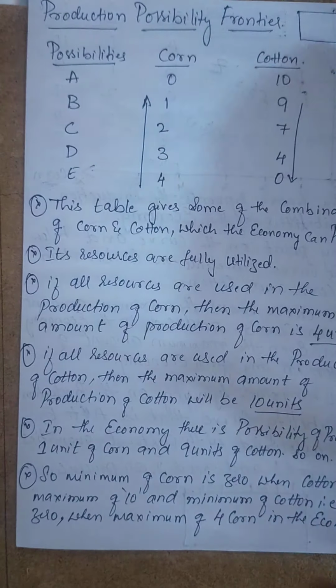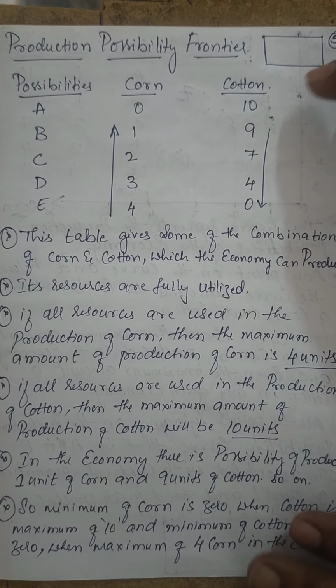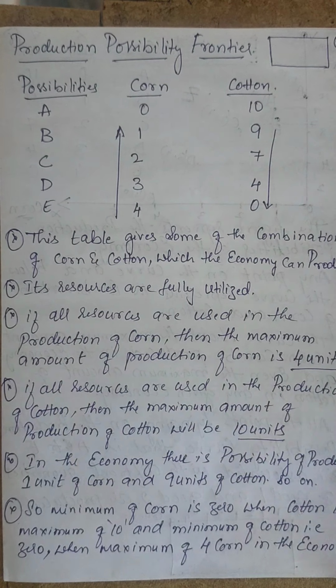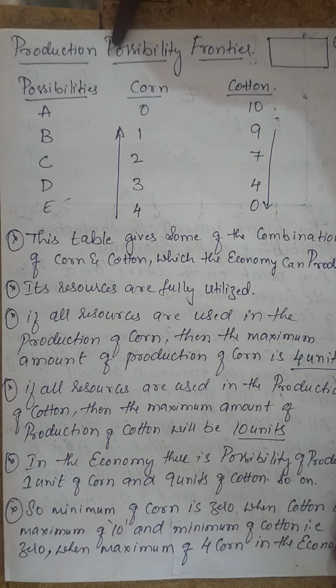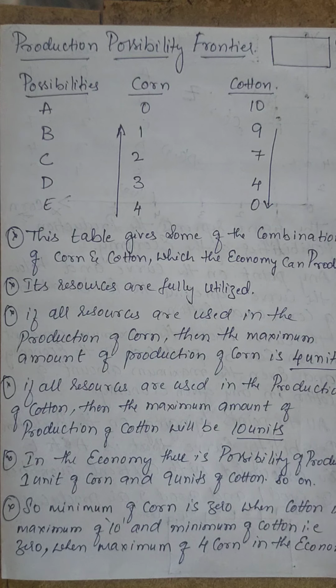Now let us start the production possibility frontier topic. As I said yesterday, we are going to start with the production possibility frontier. What do you mean by production possibility frontier? Here the term refers to what types of production, or what possibilities of production, we can see in the market. Now let us consider an example.